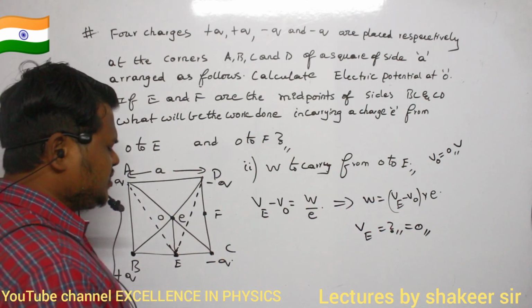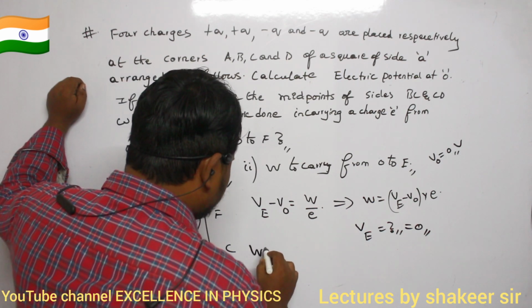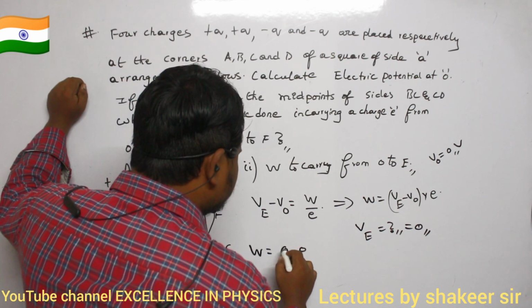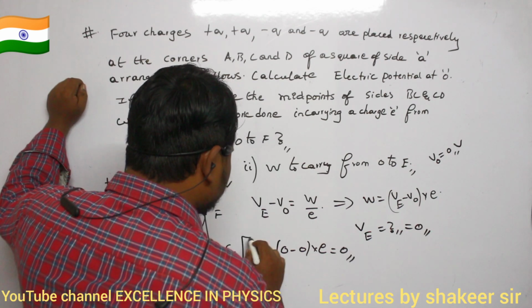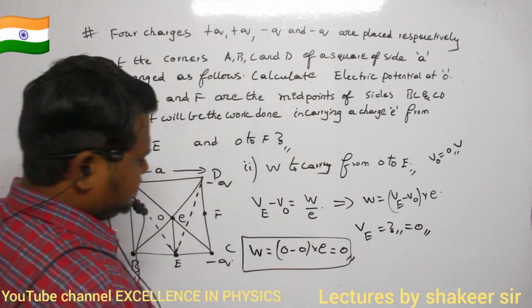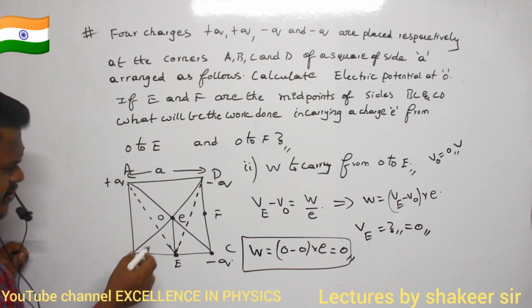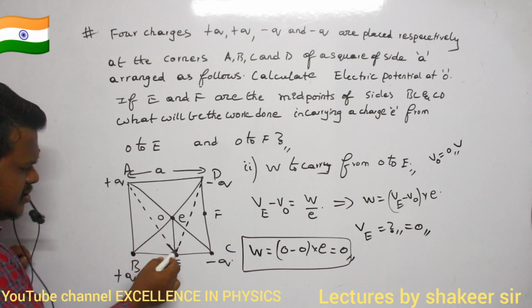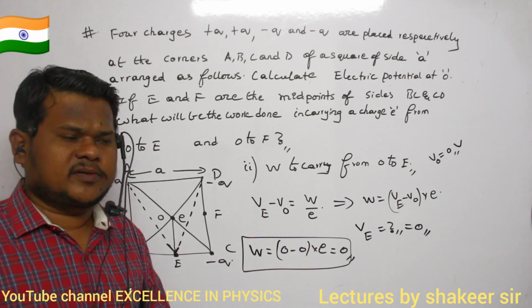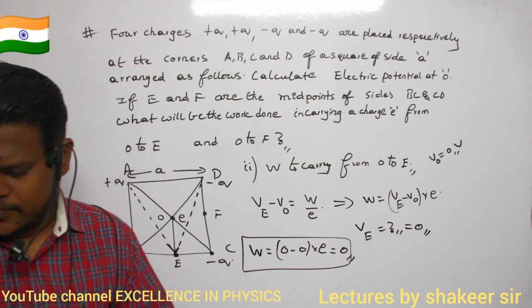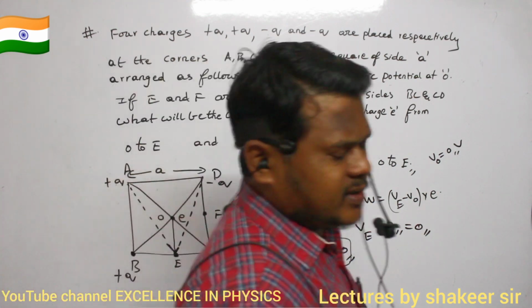Clear? Now what is the value of work done? So W is equal to (0 minus 0) into E. So work done is how much? 0. So what is meant by work done is 0? It means to carry any charge from this position to this position, I need not do any work. That is the meaning of this. Okay? Come on, first make a note of this, then we will do the third calculation.